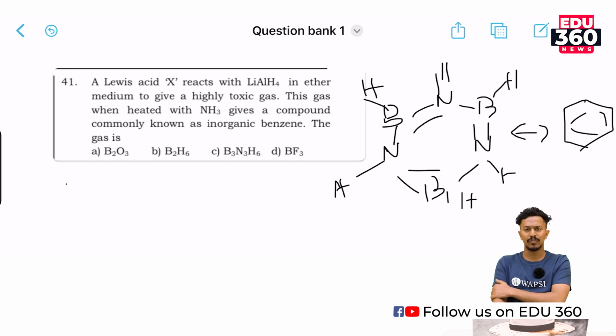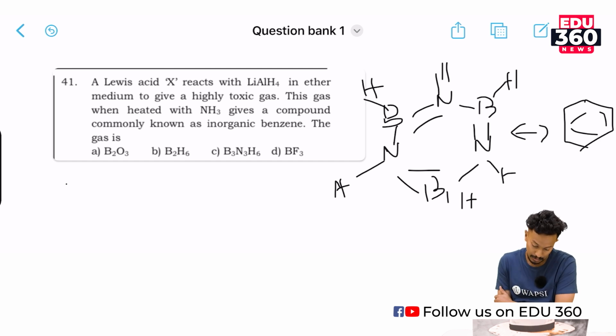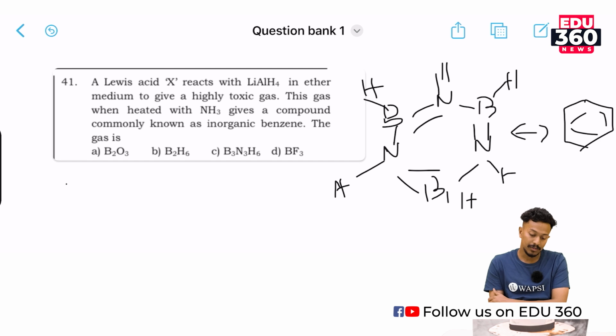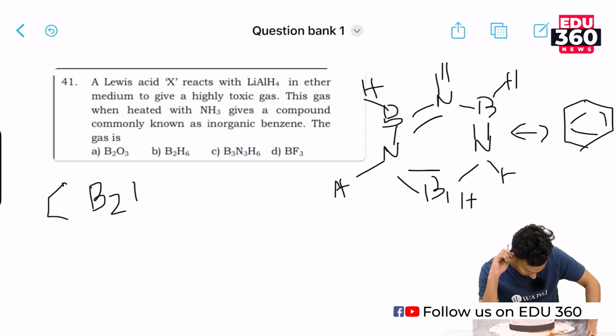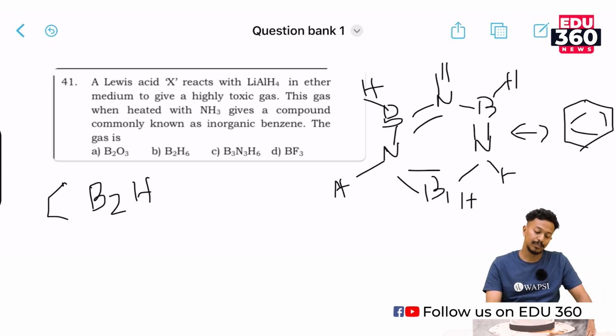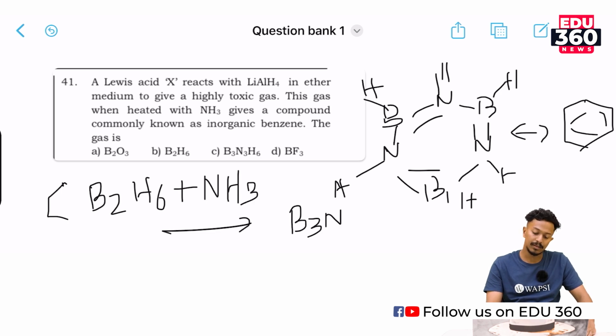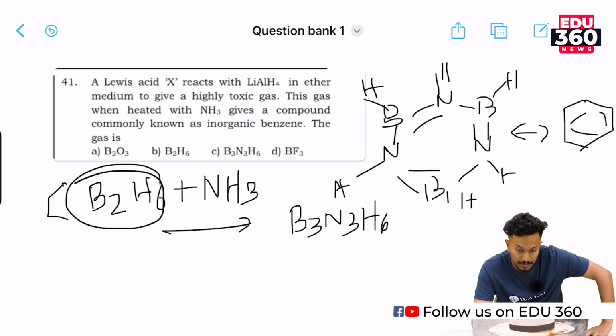Okay, which has the same number of electrons as benzene. So the question is, when compound X is treated with ammonia, it gives a compound known as inorganic benzene. We have studied the preparation of inorganic benzene in our plus 2. That is, when boron B2H6 is treated with ammonia, it gives B3N3H6. Okay, so what would the compound be?